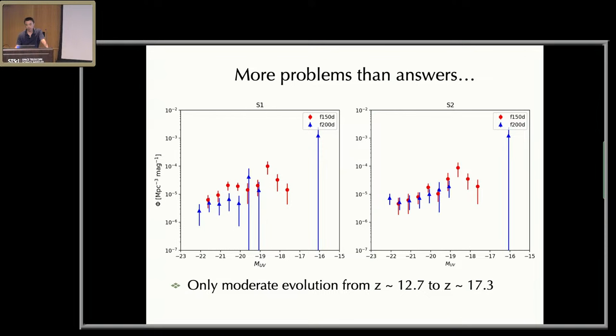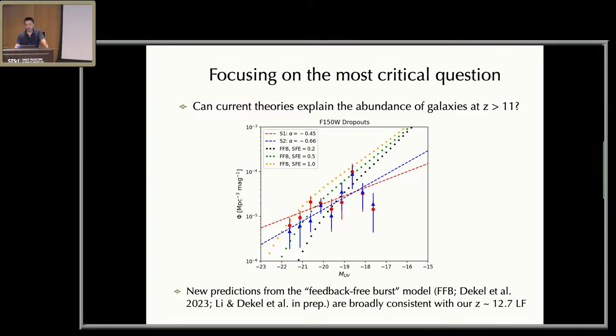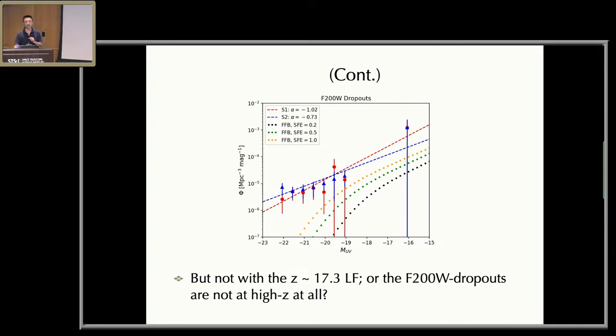For example, one problem, aside from the dip that I just mentioned at about apparent magnitude of 28 to 29, and just to show that there's only moderate evolution between these two redshifts. And focusing on the most critical question here, whether those very bright objects can be explained at all. And the thing is that probably yes, we have heard about several options, right? One thing that I'm showing here in particular is this feedback-free burst model by Dekel et al. And once again, I'm amazed by theorists. They can make things work. But if we go to higher redshifts, there is still a huge excess there as compared to this most optimal prediction.